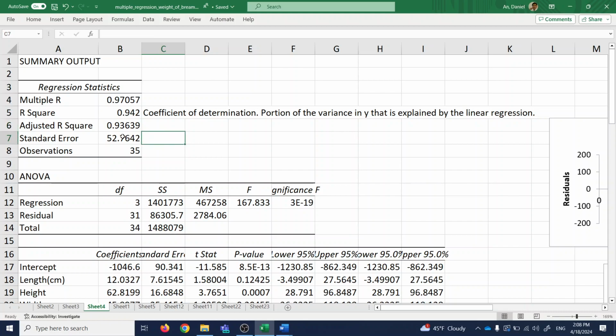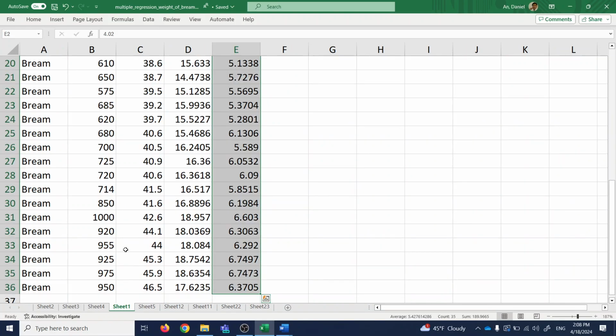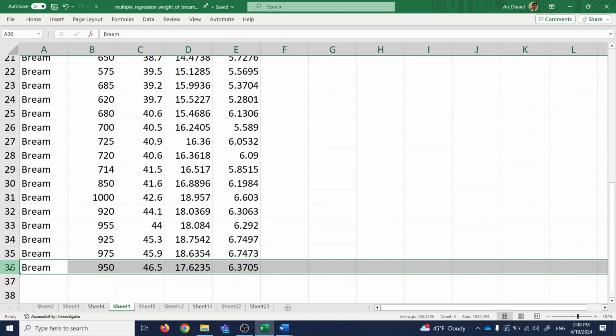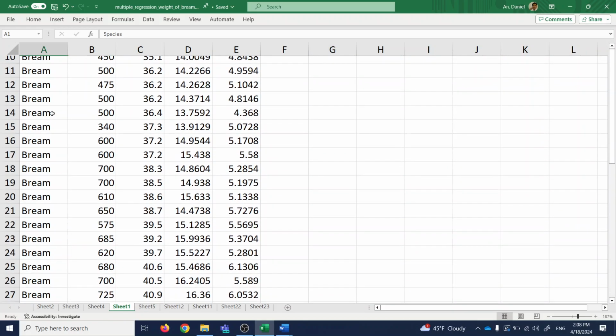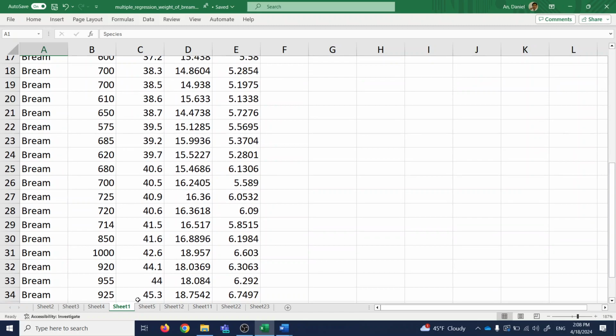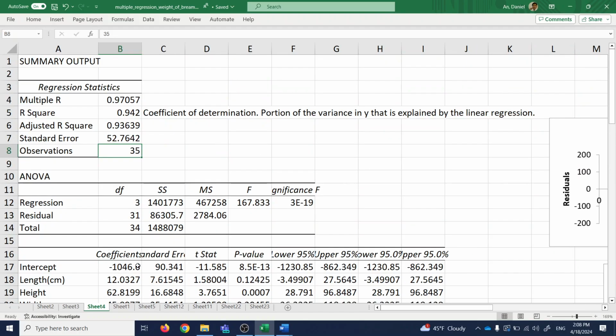Okay, now the standard error. This is like the sum of squares. So this is SSE. Observations, 35. So that's the lines of data that you have. See, this thing ends at 36, but the very first row was used for the header. So we really have 35 observations, right? So that's the lines of data.